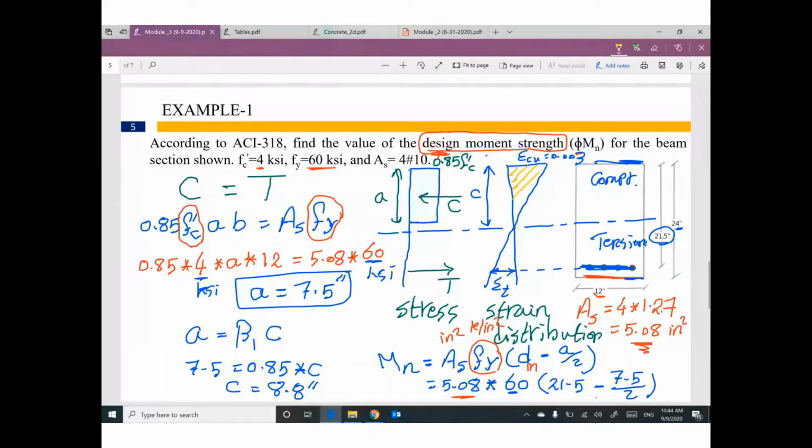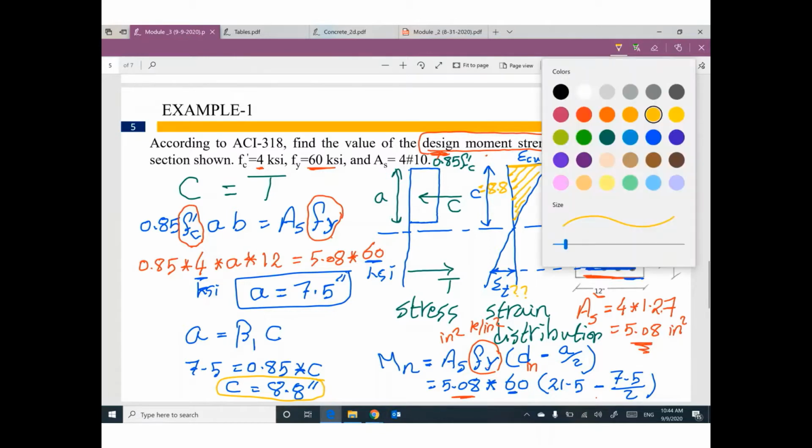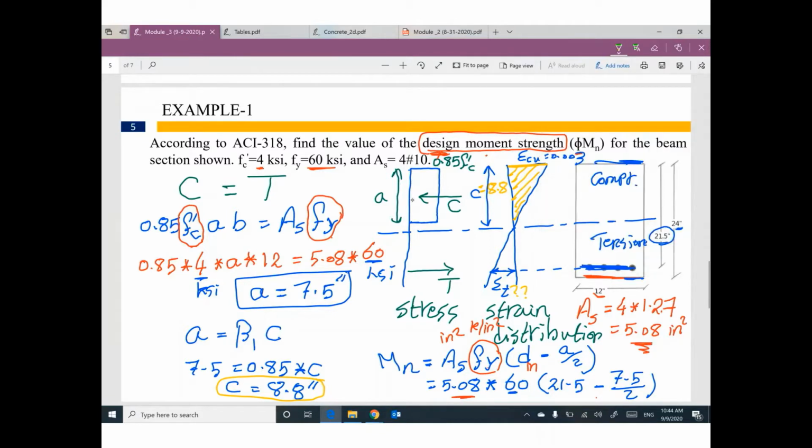Remember this value equals 0.003, and this value of depth, how much? 8.8, C, 8.8. We are looking for this value. So this value can be included in this little triangle. Can you make triangle similarity between this one and this one? Yeah, we can do.